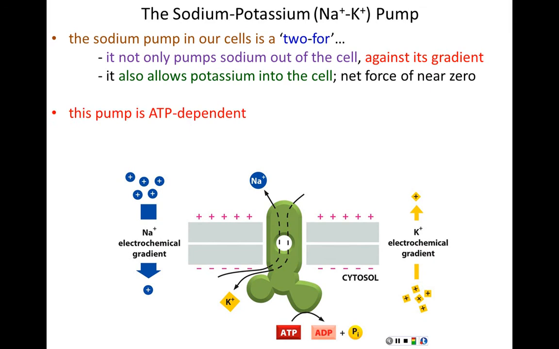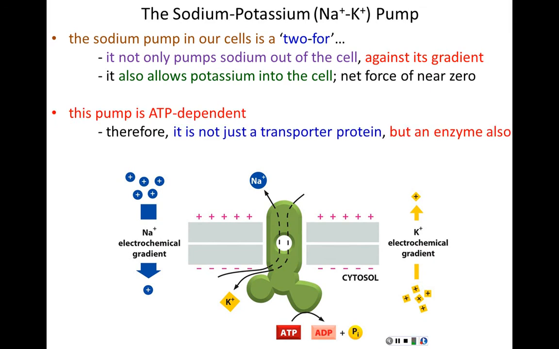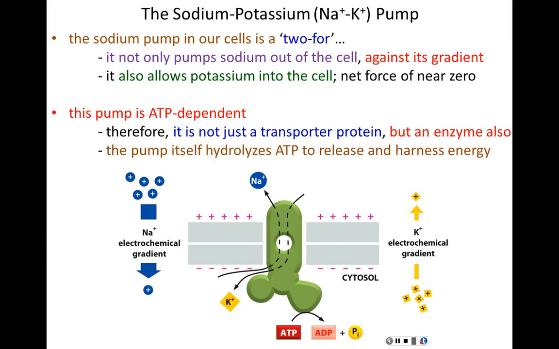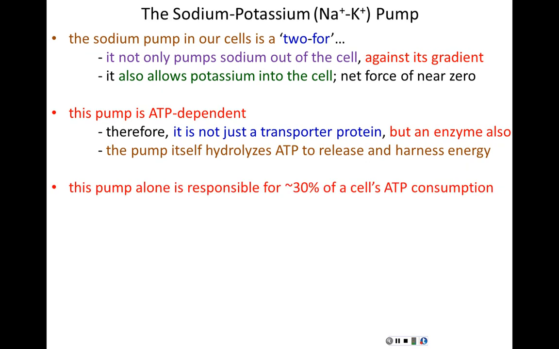This is an ATP-dependent pump. Therefore, the pump is not just a transporter protein, it's also an enzyme. More specifically, it's an ATPase. It's an enzyme that hydrolyzes ATP, harnessing the energy of ATP. So the pump itself cuts ATP, releasing that energy. This pump alone, the sodium-potassium pump, is responsible for about 30% or 1/3 of a cell's total ATP consumption.